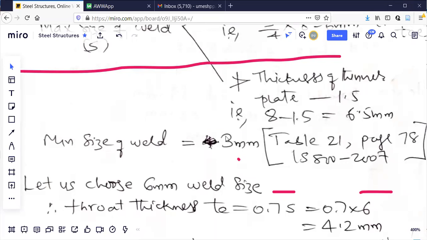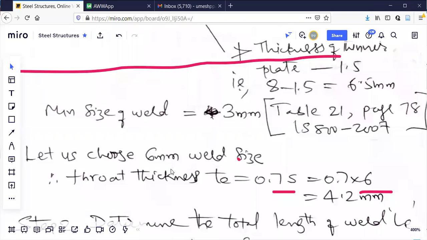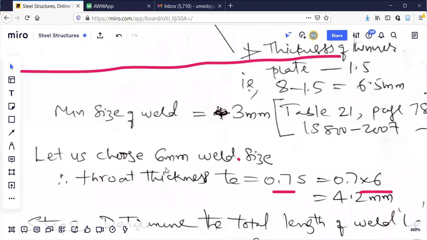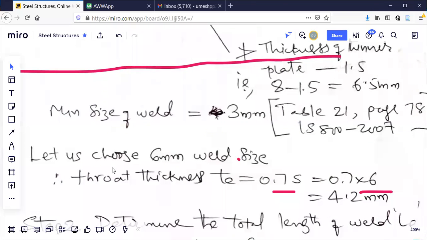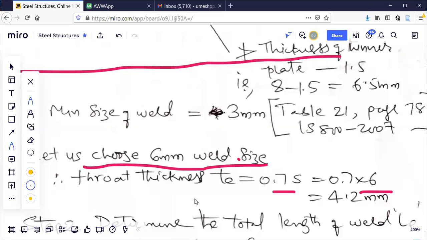So what will I do? Remember, I have taken 6 mm. Somebody can use 4 mm or anything. As I told you, design is not unique. There can be n number of solutions. As a first trial, I am using 6 mm. If 6 mm is later found to be unsatisfactory, I have to use some other size.